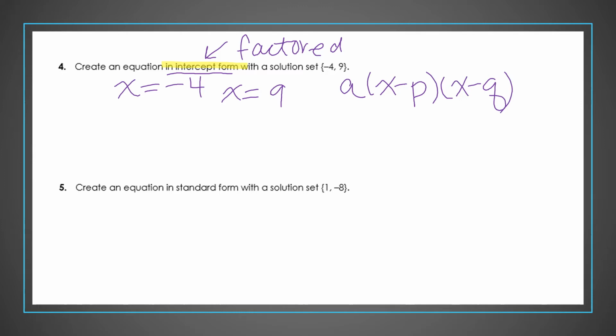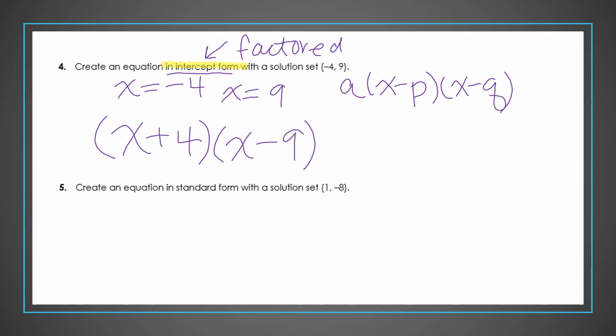So the a value, we don't have any information to know what the a value is, so technically you could create any a value you want. I'm just going to leave it as 1. So when I substitute -4 in, it's going to become x plus 4. And when I substitute 9 in, it's going to be x minus 9. So you have to make sure that our solutions are the opposite signs as our factors. And that is intercept form or factored form, so you would be done at that point.